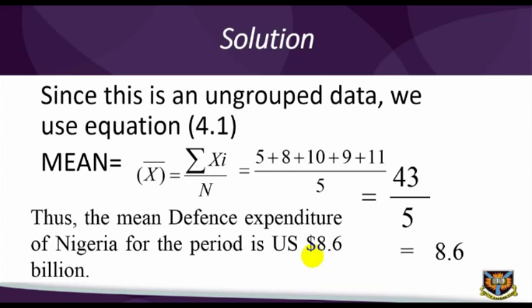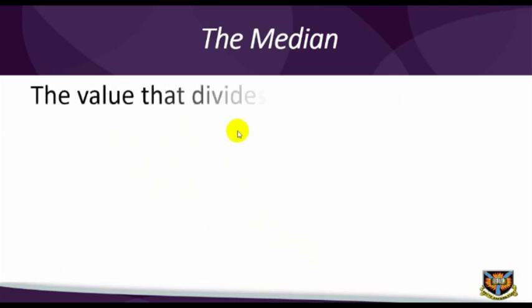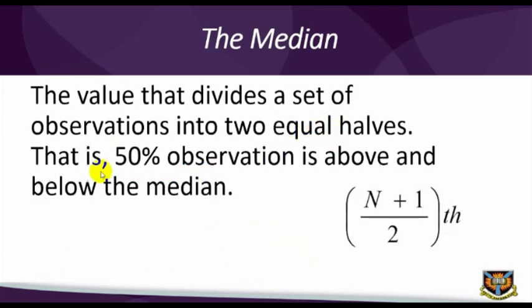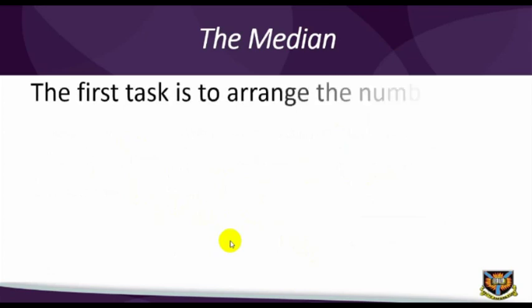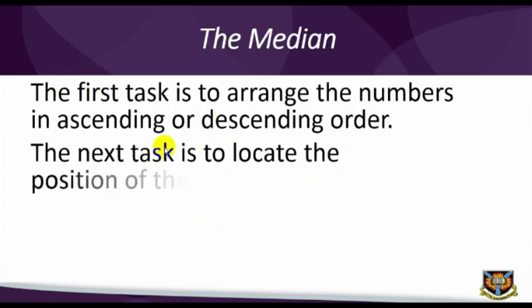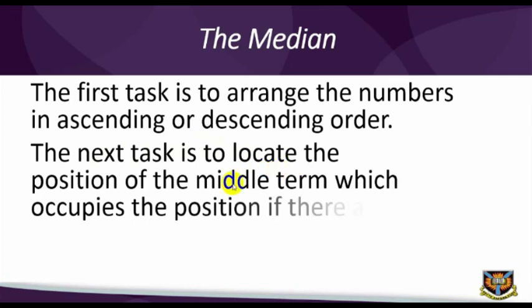The median. The median is the value that divides a set of observations into 2 equal halves. That is, 50% of observations are above and below the median. The first task is to arrange the numbers in ascending or descending order. The next task is to locate the (n plus 1) over 2 position of the middle term, which occupies the position if there are n figures.